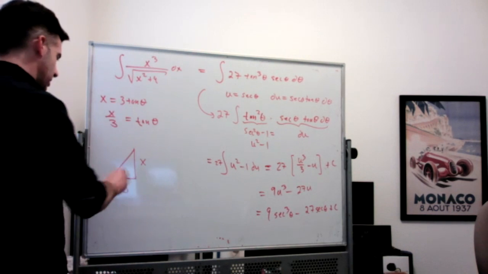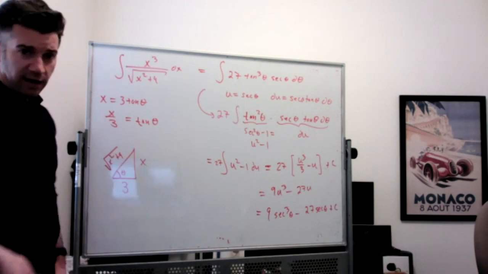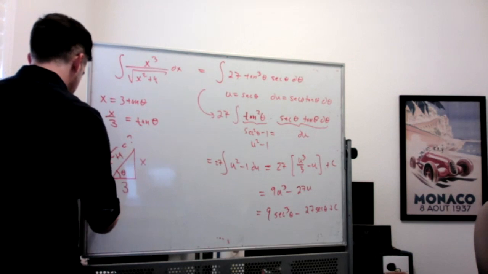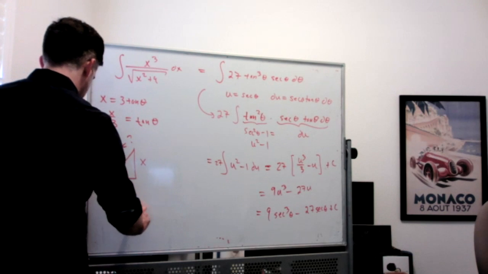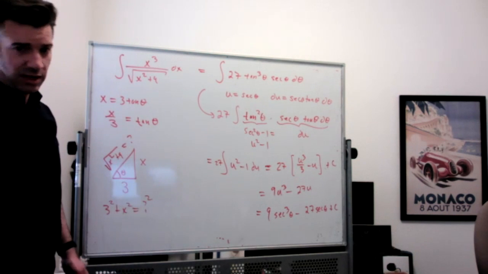And you can either just say it's that, or you can use the Pythagorean theorem, right? You could say this is, I don't know, let's say it's question mark. You could say 3 squared plus x squared equals question mark squared. Oh, but then just square root both sides, you get exactly the square root of x squared plus 9.